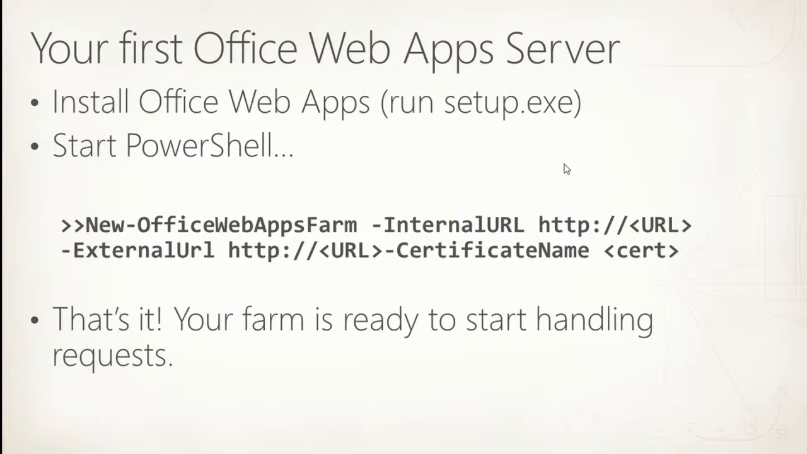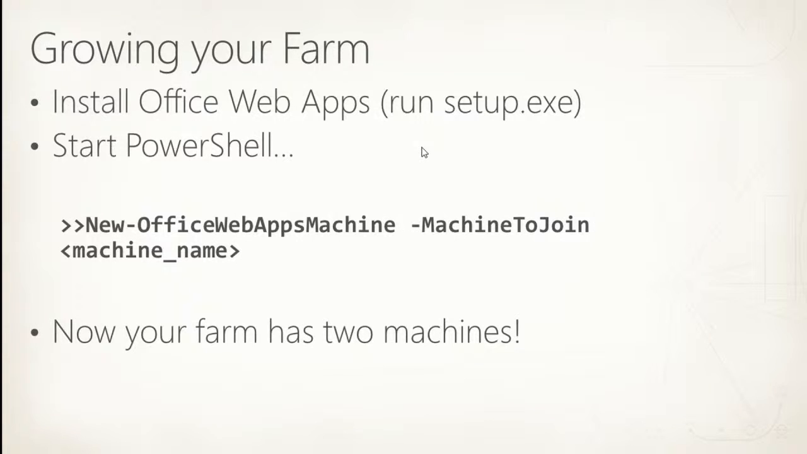This is the PowerShell command that you have to run to set up the farm. I'm going to talk about this when I do the demo. But essentially, you run this command, you're done. This is the PowerShell command you run to join a new machine to the farm. This is all you do. You just install Office Web Apps on the server, you run this one command, and you're finished. There isn't anything else to do.